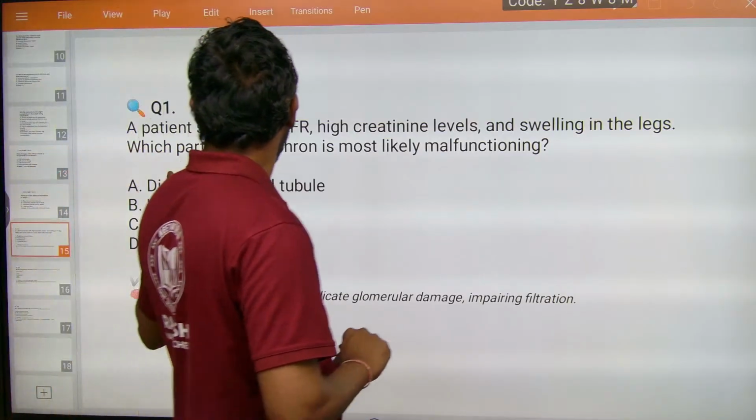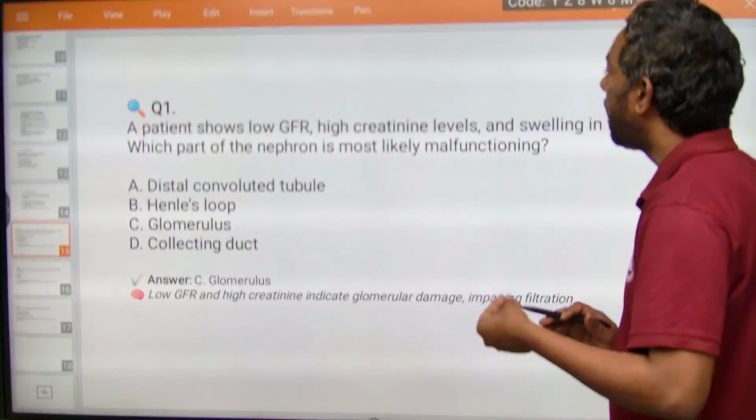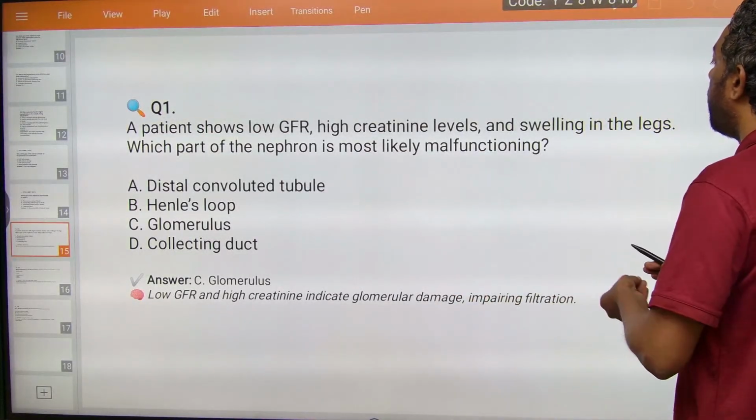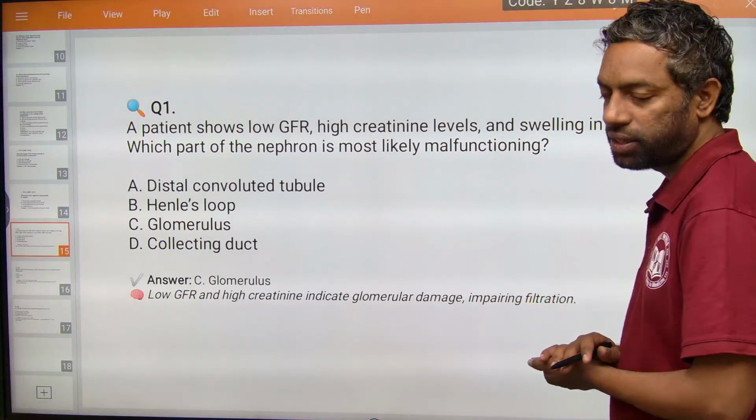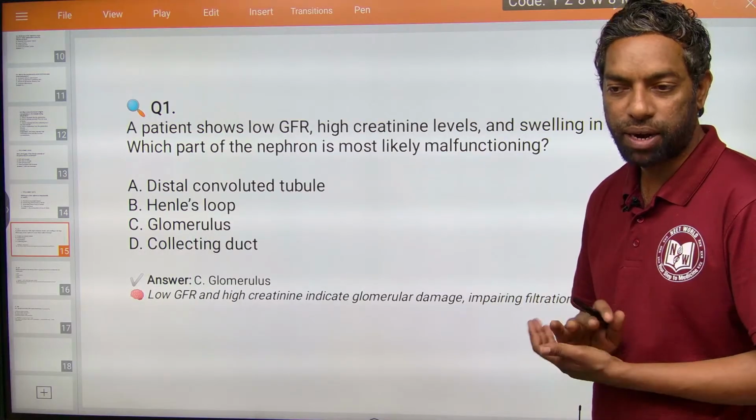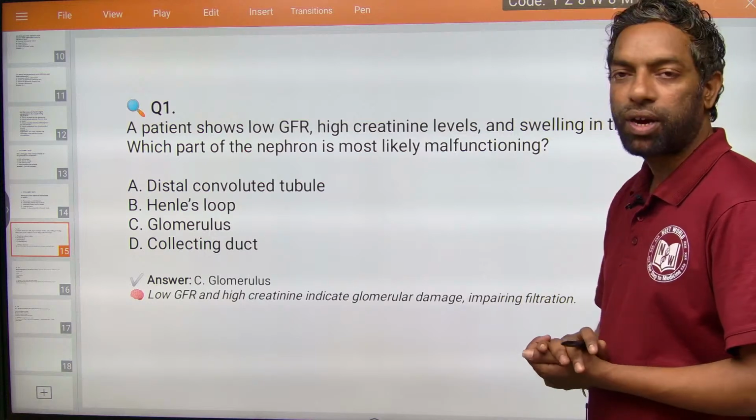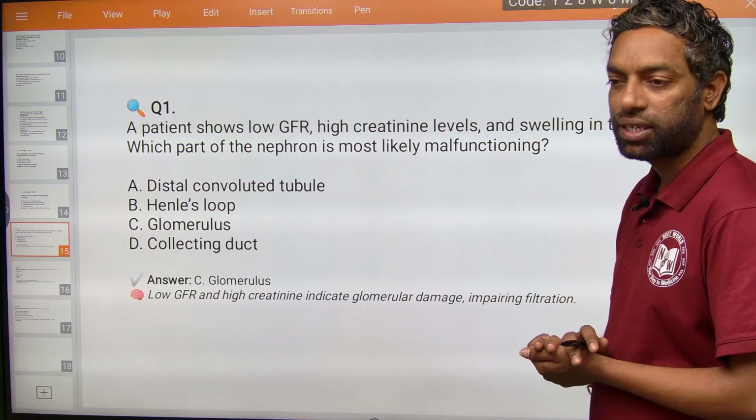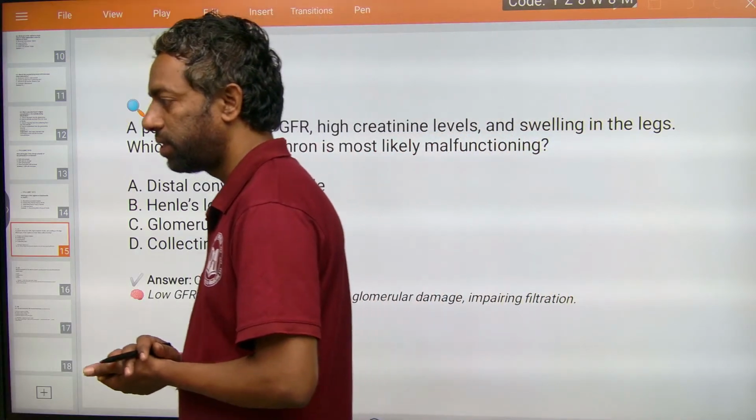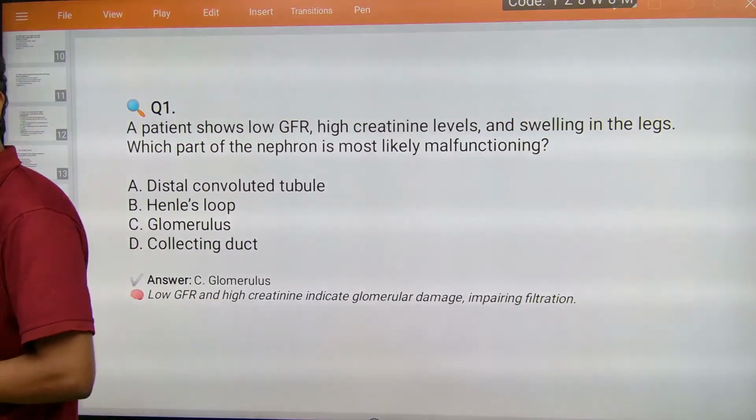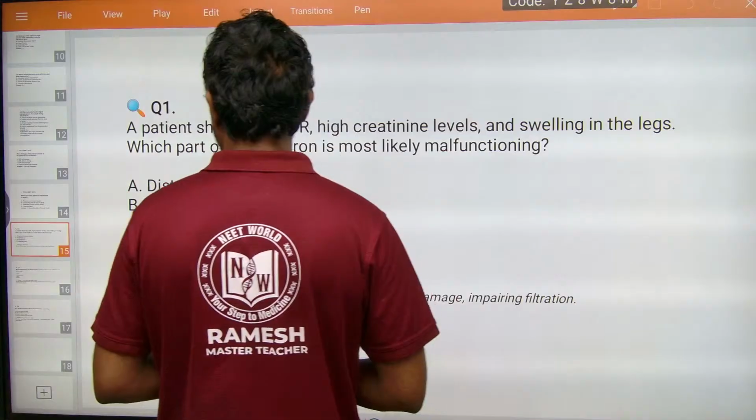A patient shows a low GFR, high creatinine levels and swelling in the legs. Which part of the nephron is most likely to malfunction? Malfunction means there is a bad function. GFR, glomerular filtration rate, how much is it per minute? 125 ml per minute, okay, 125 ml.